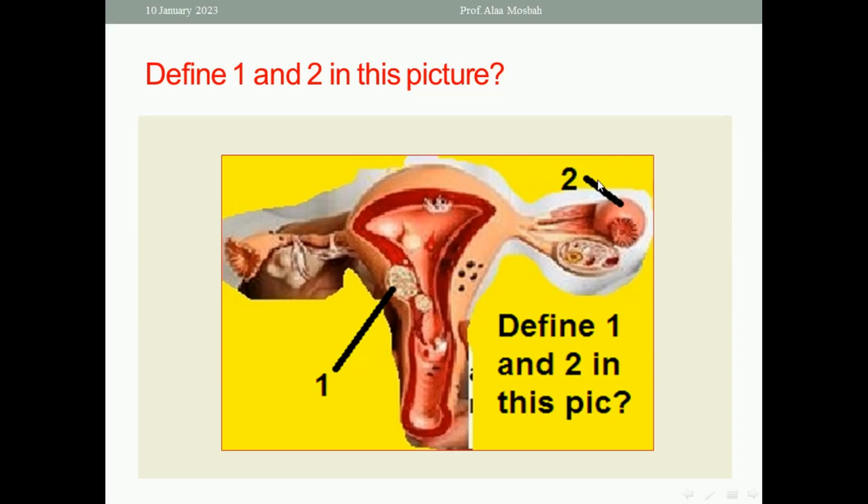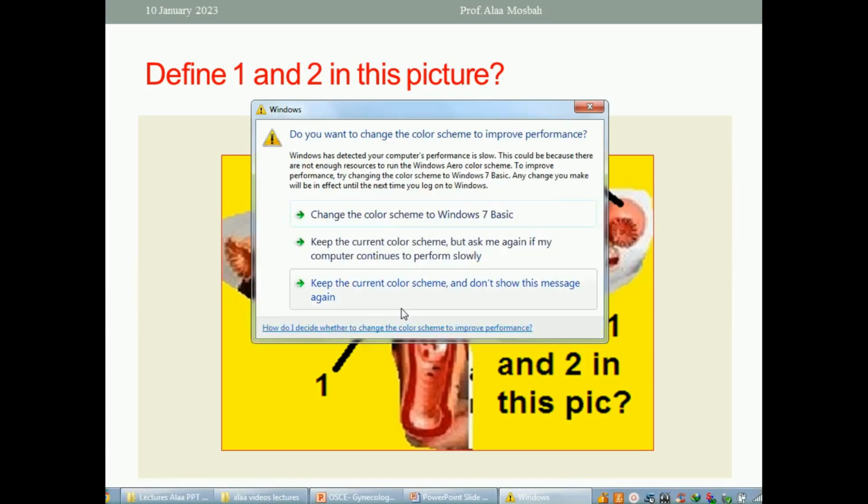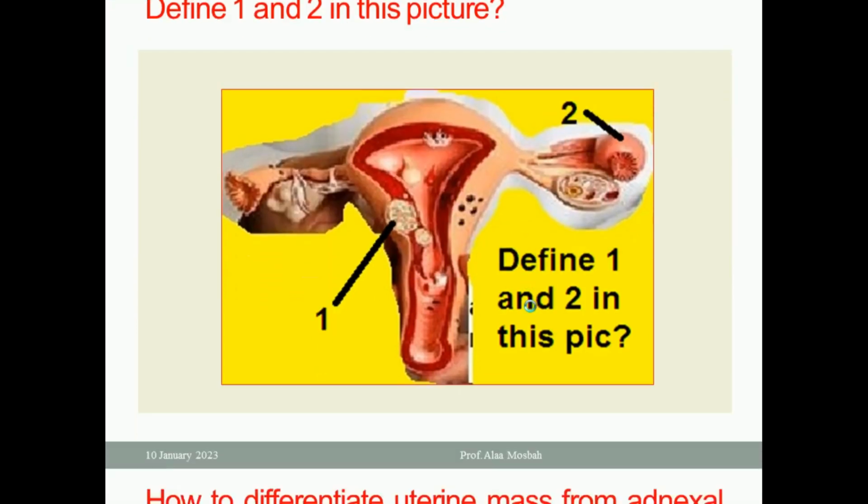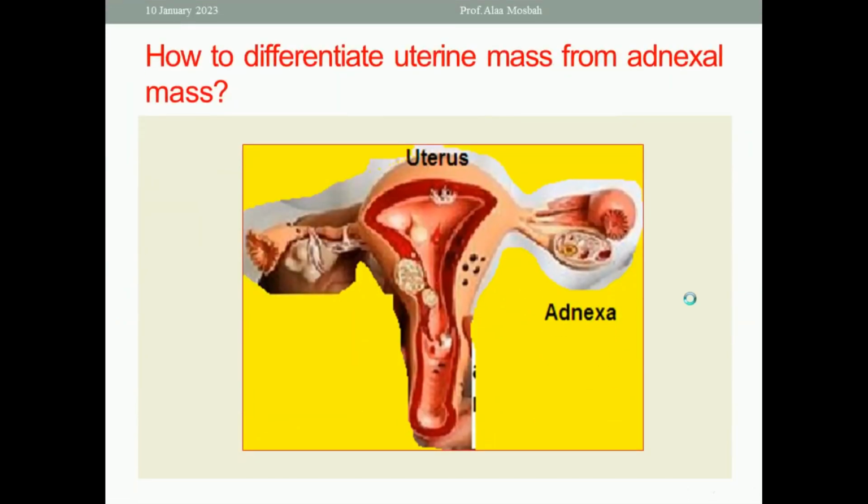What about number 2? Number 2 shows hydrosalpinx. The tube is dilated and there is fimbrial phimosis, so this is hydrosalpinx. So number 1 is leiomyoma, number 2 is hydrosalpinx. Go to the next slide please.